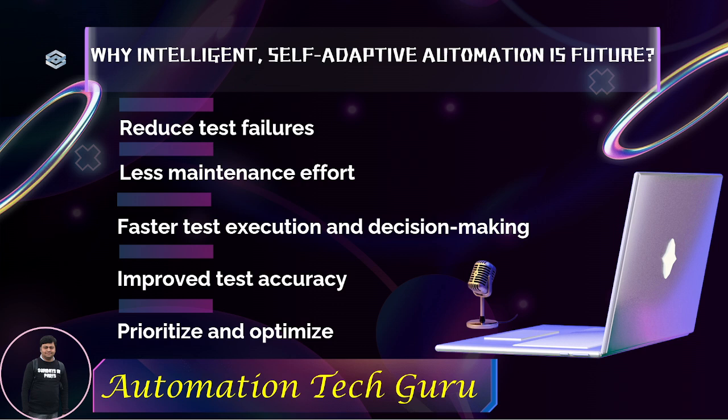So why is intelligent self-adaptive automation the future? Basically, AI-powered tools reduce test failures by dynamically adjusting to UI changes, require less maintenance effort, freeing testers to focus on exploratory testing, give faster test execution, decision making with AI-driven insights, and improved test accuracy, minimizing false positives and negatives. AI-based tools can prioritize and optimize test execution based on risk.